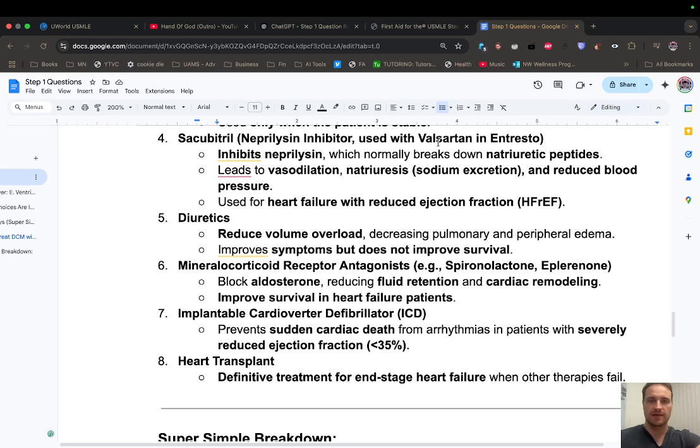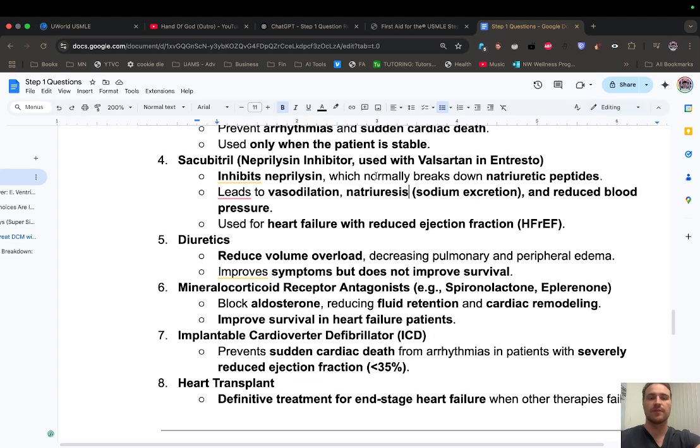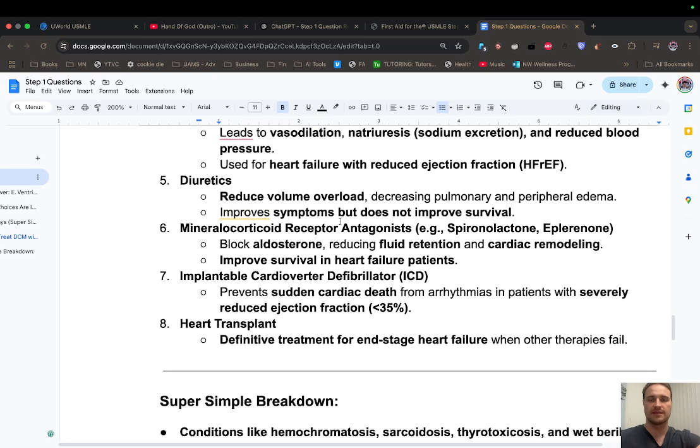You can also use valsartan and some other things. This is really important for Step 1, but sacubitril can lead to vasodilation. Basically, it inhibits the breakdown of the natriuretic peptides, and if you do that, this can be used for treatment of dilated cardiomyopathy because you'll vasodilate and cause sodium excretion, which then reduces the blood pressure, which makes it easier for the heart and prevents its failure.